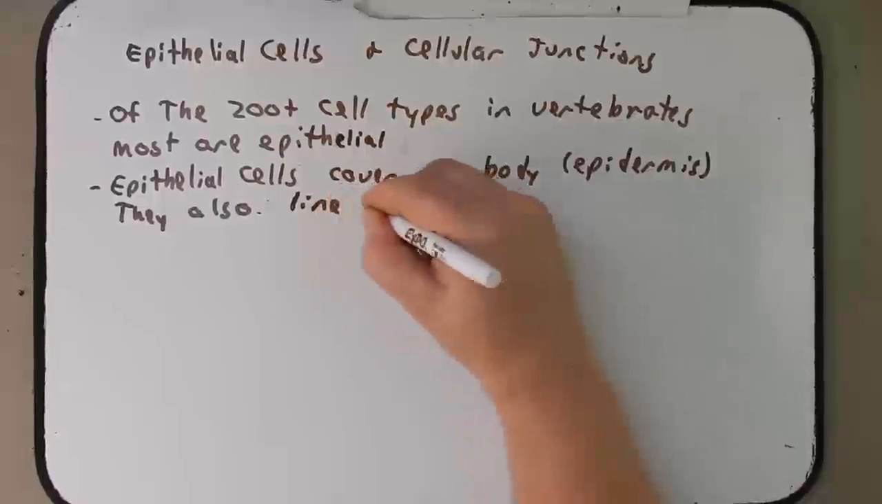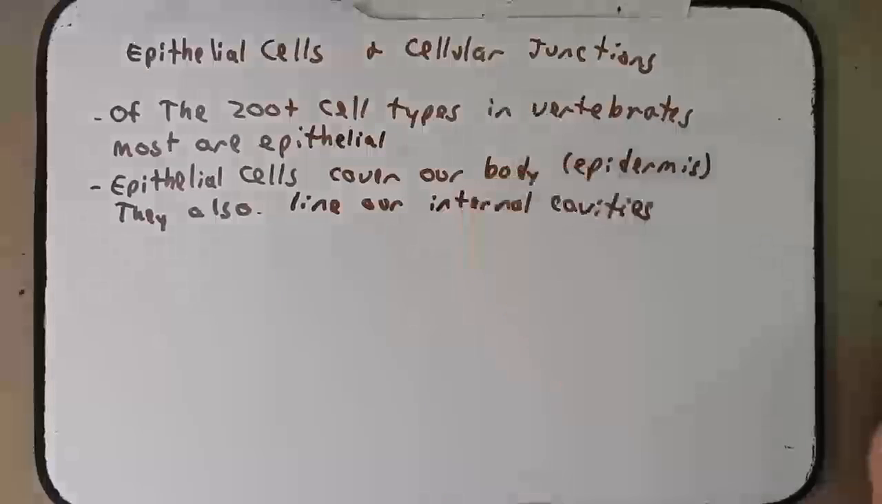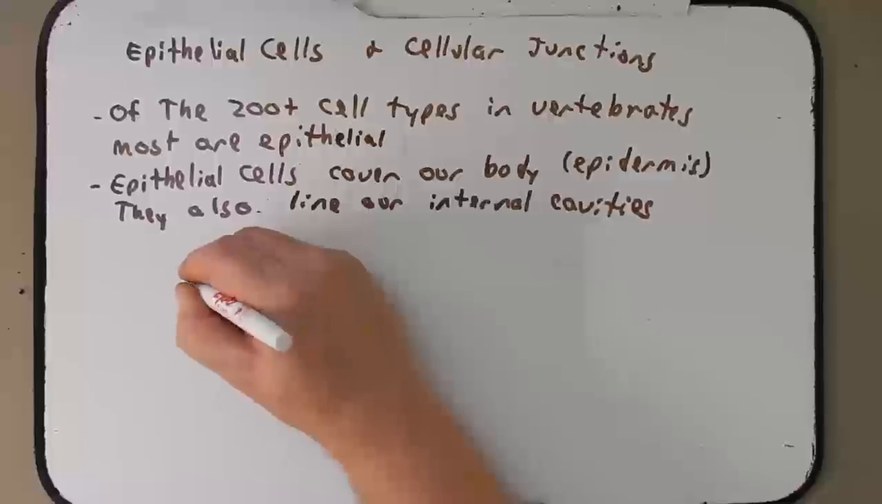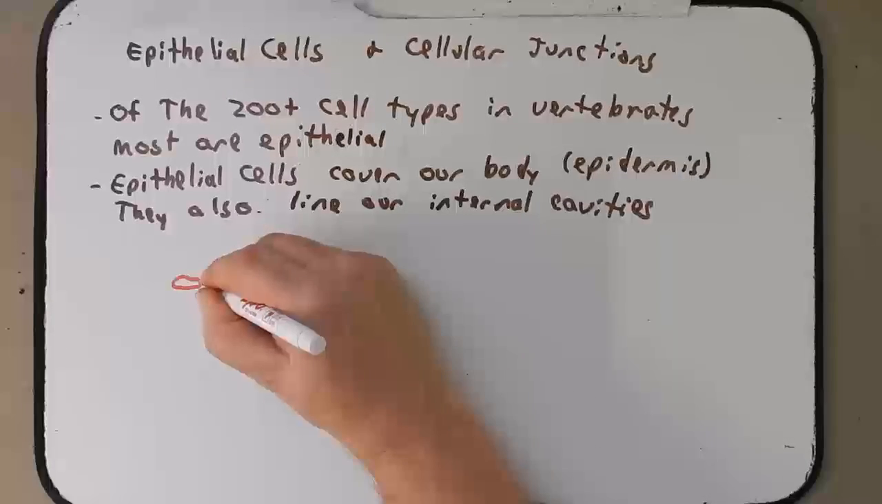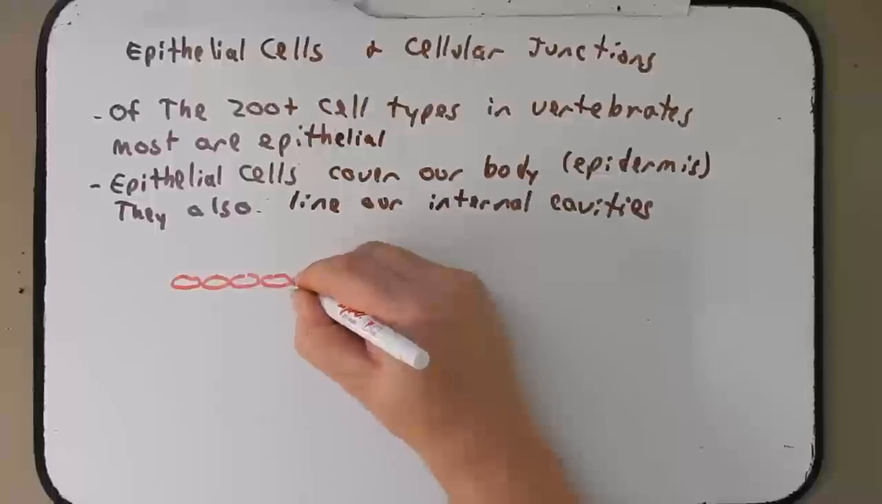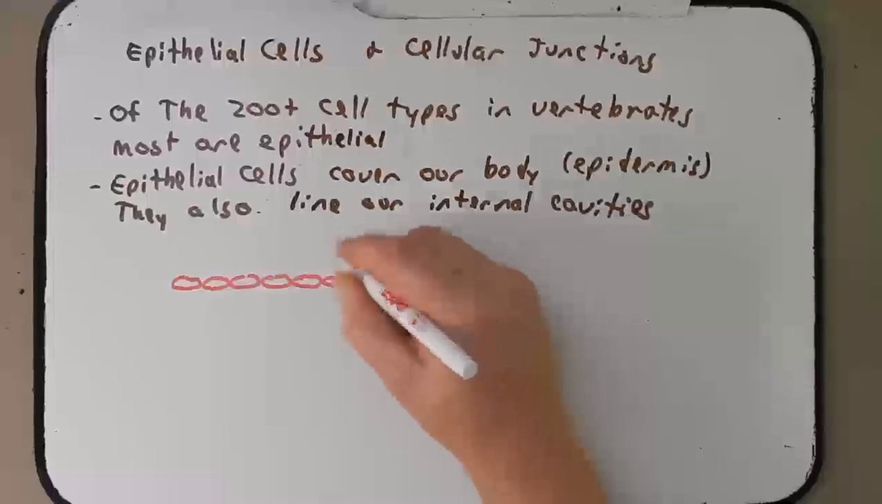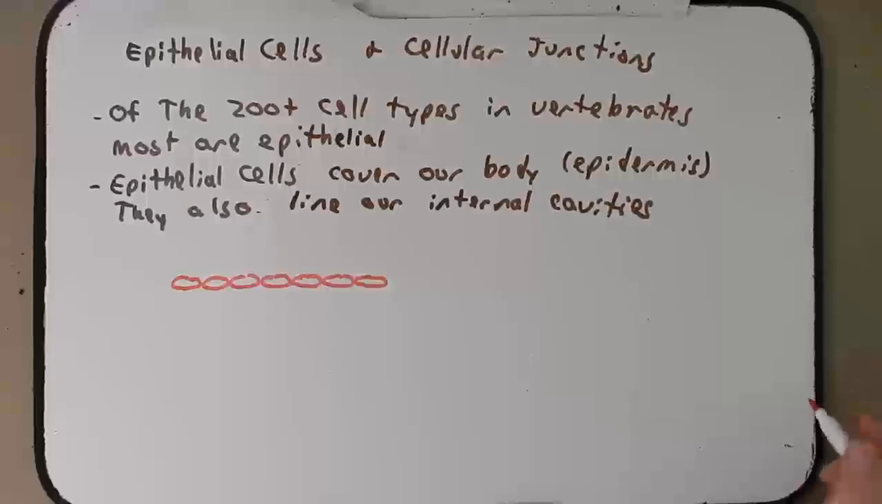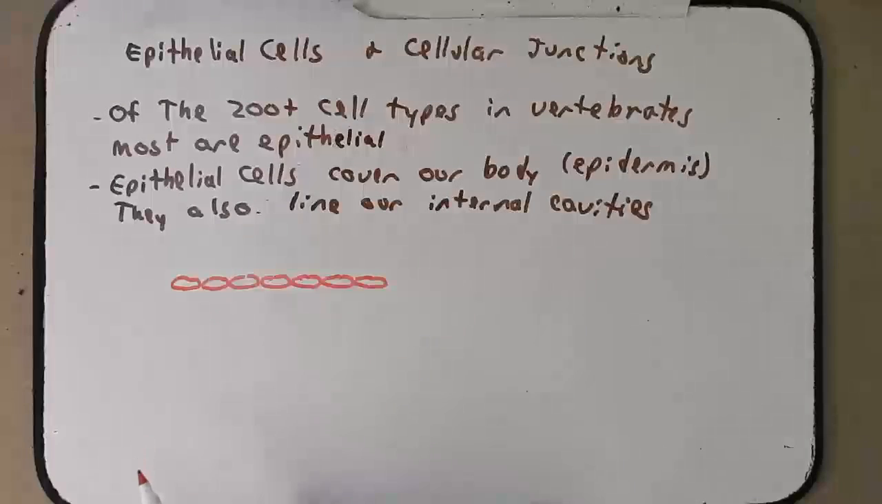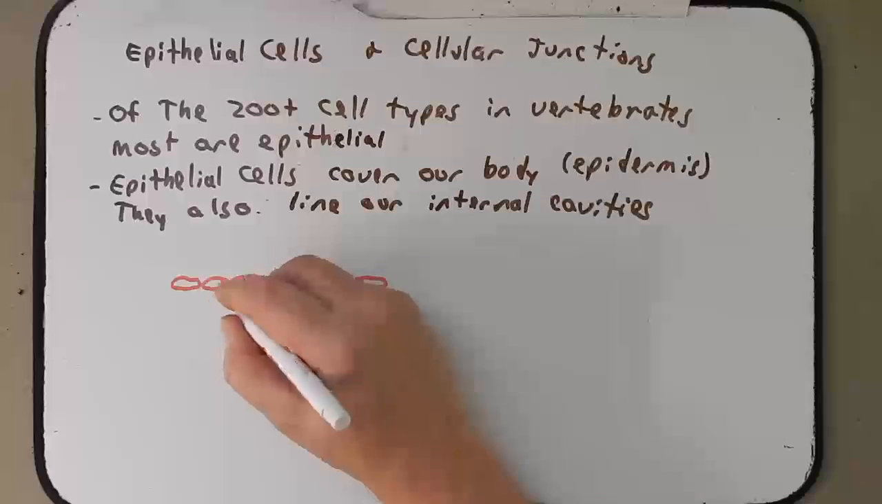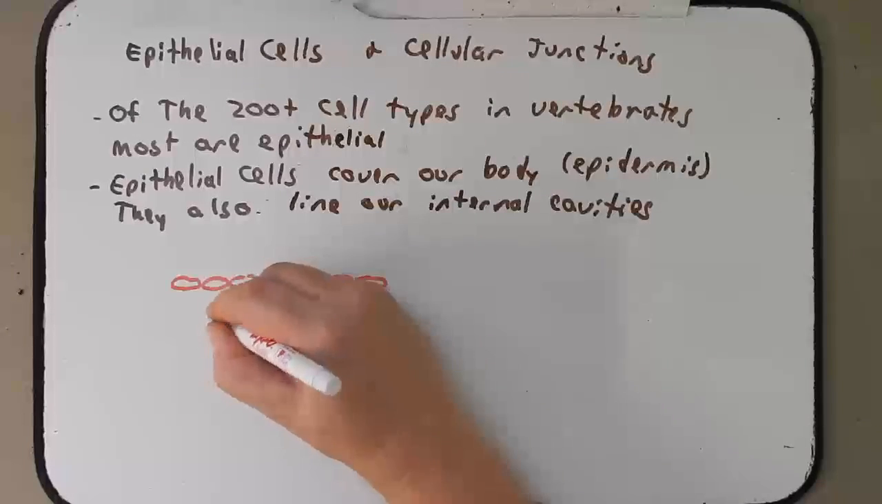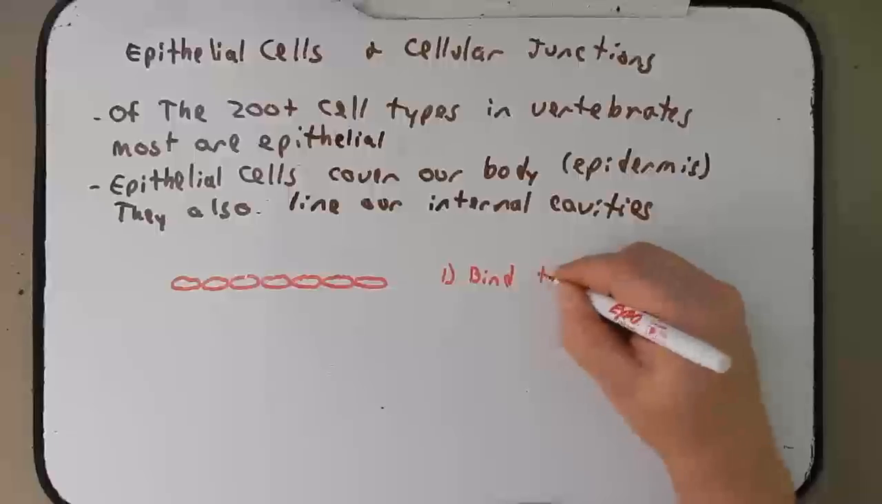They also line our internal cavities. So our blood vessels, our respiratory system, our digestive system, any of our cavities are lined with epithelial cells. So these epithelial cells, they must bind with each other in a way similar to this. They can take on many different shapes and sizes, but for now I'm just going to draw them as this single layer of cells. So cells within the epithelium must, as I just said, bind to each other.